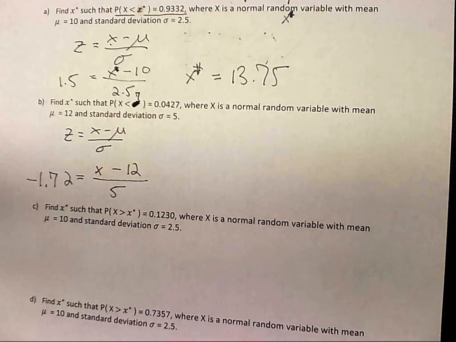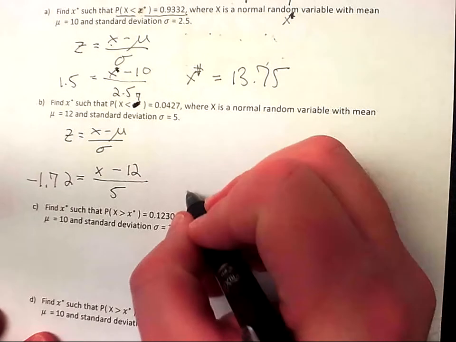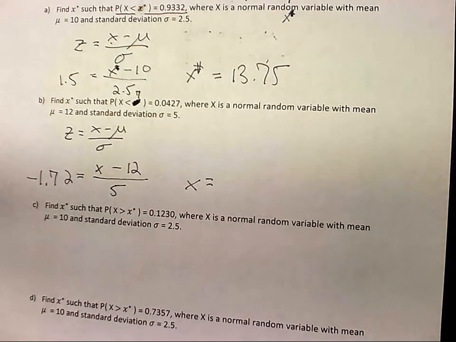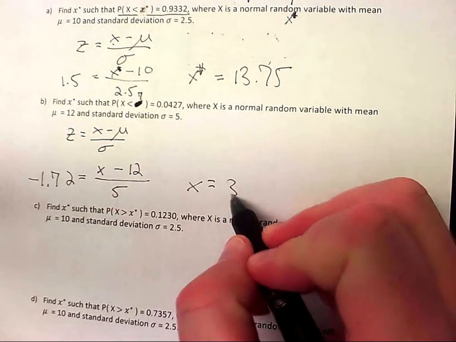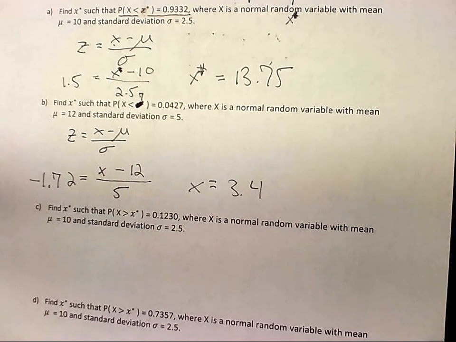All right, so everybody good with that? Then we should be able to solve for x by multiplying both sides by 5, and then adding 12 to both sides, and if we do that, we should end up with 3.4. Everybody good with 3.4? Any questions about B?